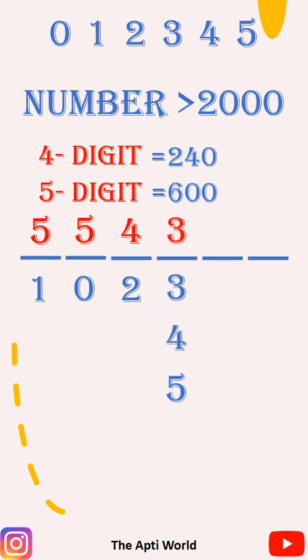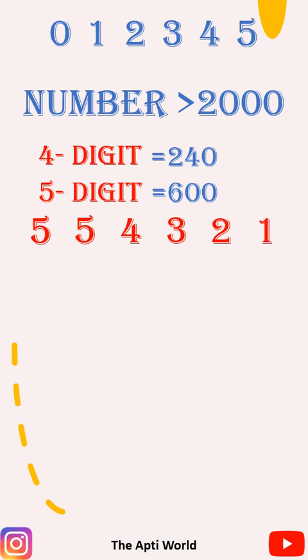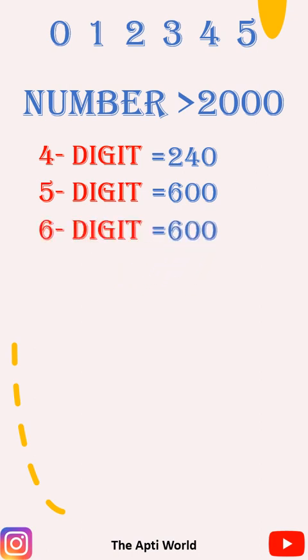Let's put 3 on the fourth place. Now, there are 2 possibilities for the fifth place. Let's put 4 on the fifth place. Now, there is 1 possibility for the last place. So, here we have 5 multiplied by 5, multiplied by 4, multiplied by 3, multiplied by 2, multiplied by 1, number of integers which is equal to 600. So, the number of 6-digit integers that can be formed is 600.